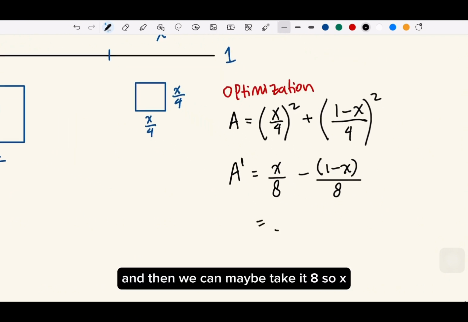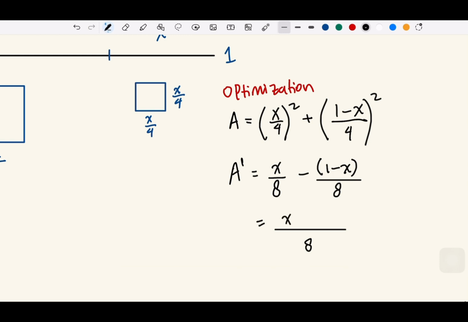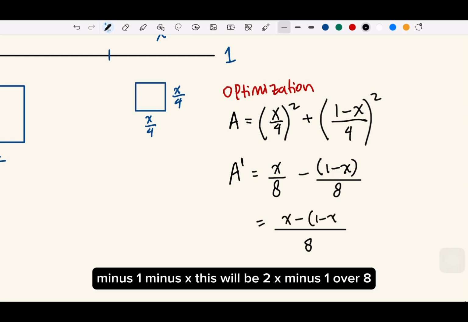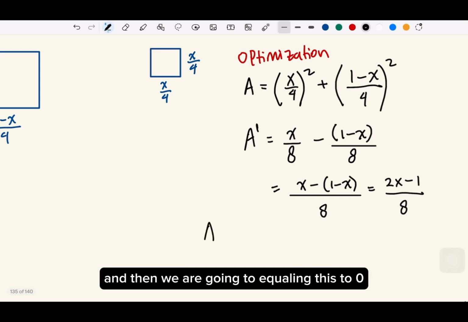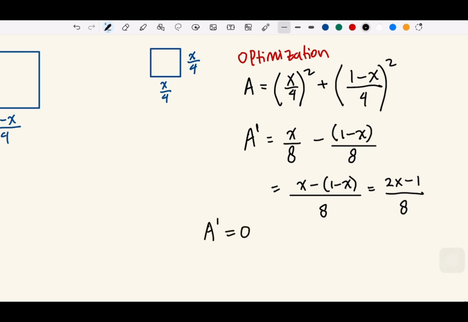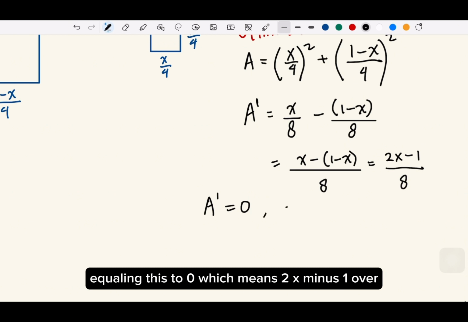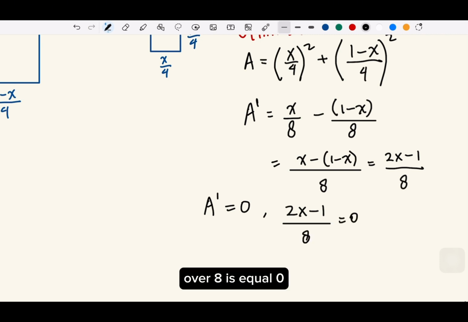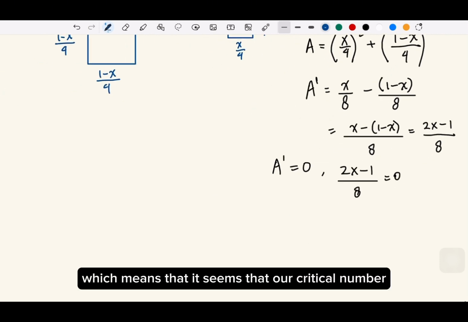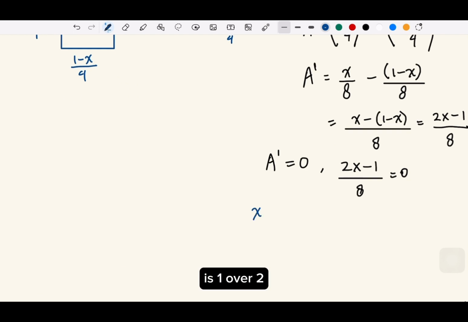And then we can maybe take it 8. So x minus 1 minus x. This will be 2x minus 1 over 8. And then we are going to equal this to 0, which means 2x minus 1 over 8 is equal to 0, which means that it seems that our critical number is 1 over 2. Our x is 1 over 2.